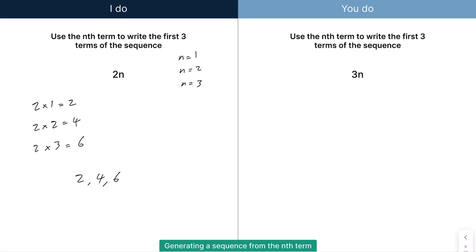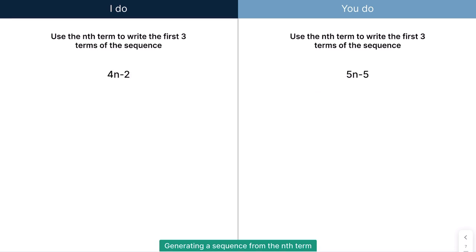So hopefully you've pressed pause and had a go at the example on the right. It wants the first three terms. So when n is 1, 2, and 3. So you can do 3 times n, which is going to be 3 times 1 there. And then we can do 3 times 2. I'm just substituting that into that n there, which is 6. And then 3 times 3, which is 9. So the answer is 3, 6, and 9.